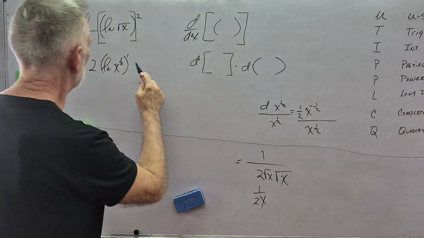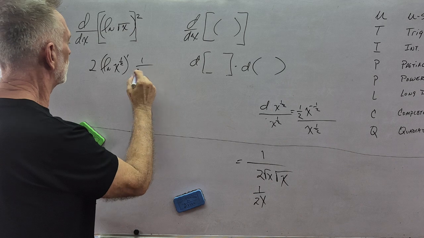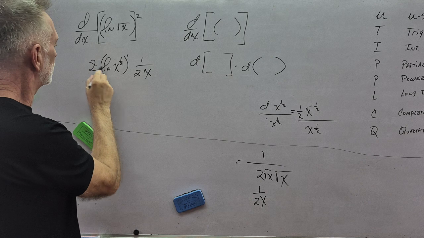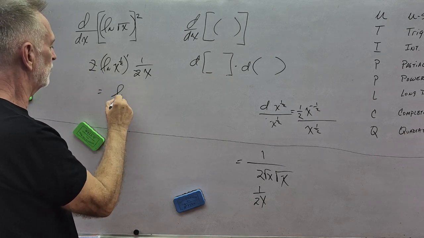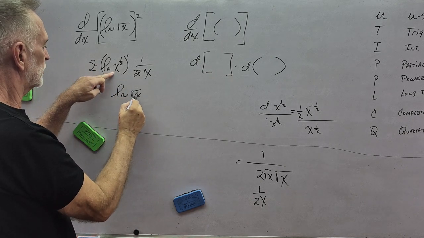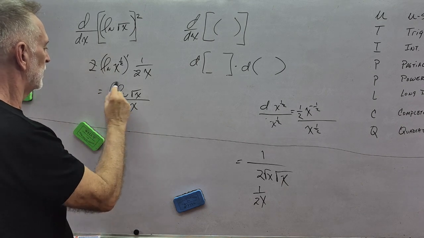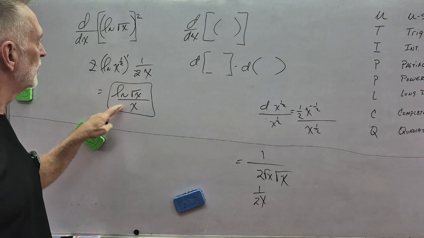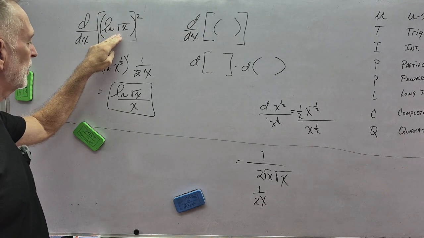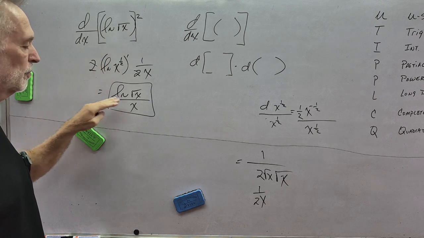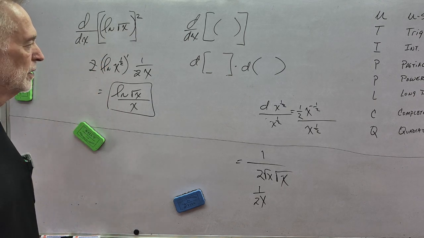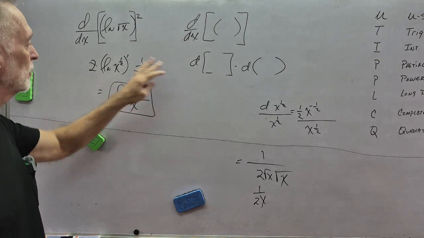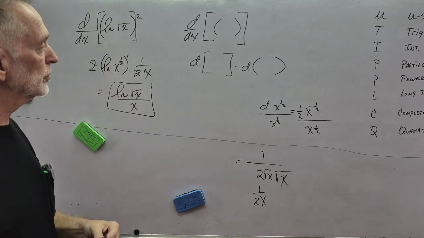So I take 1 over 2x, which was the derivative of my inside function. The 2's cancel, and I'm left with natural log square root x over x. And that was the integral we started with in the previous video. Now we've taken the derivative of that integration to see if I ended up with what I started with, and I did.